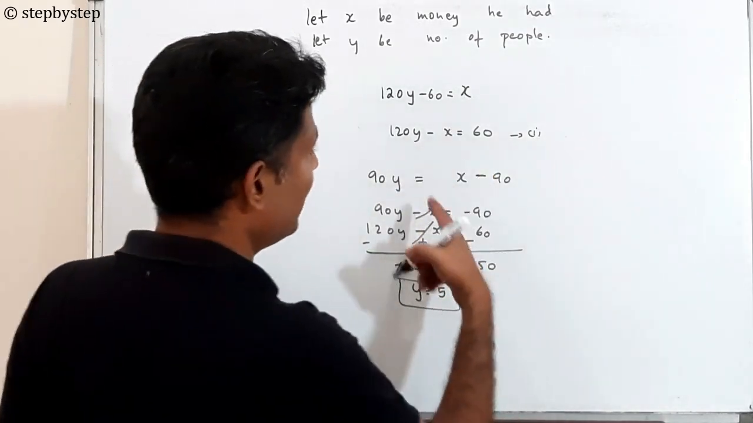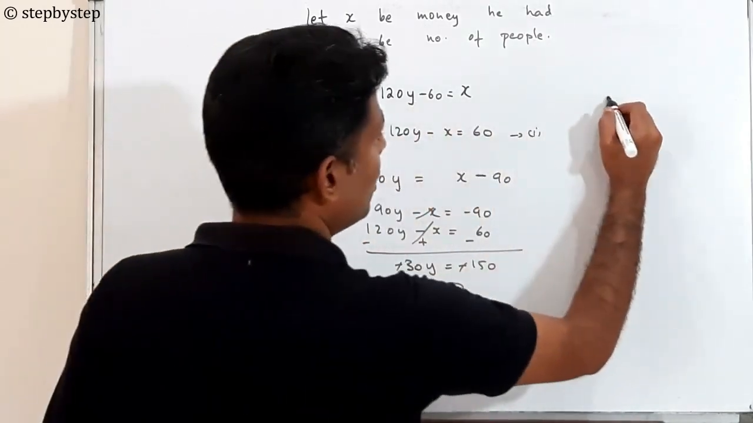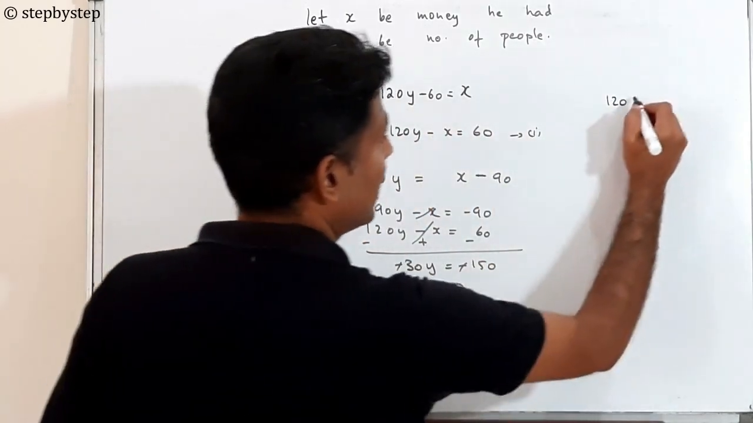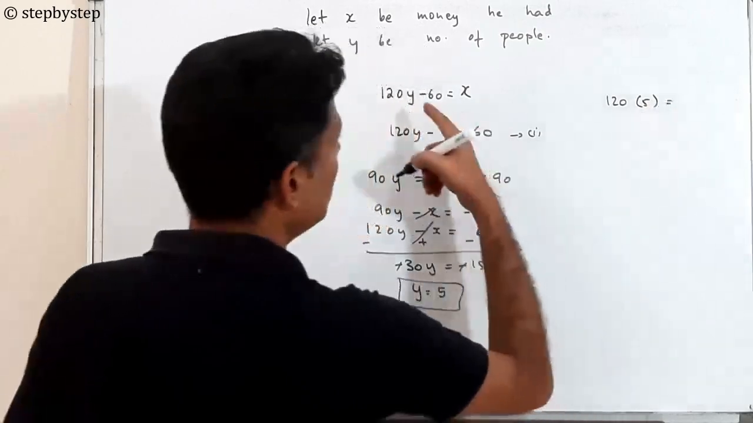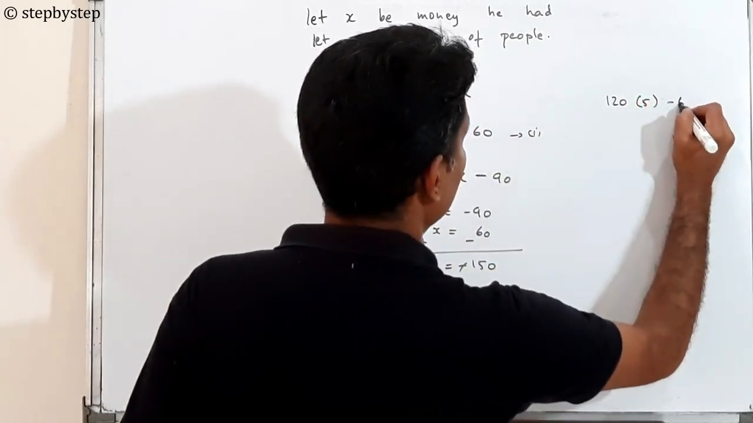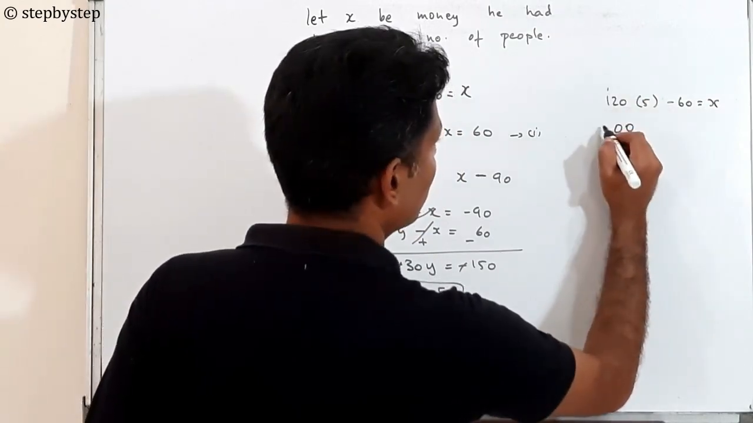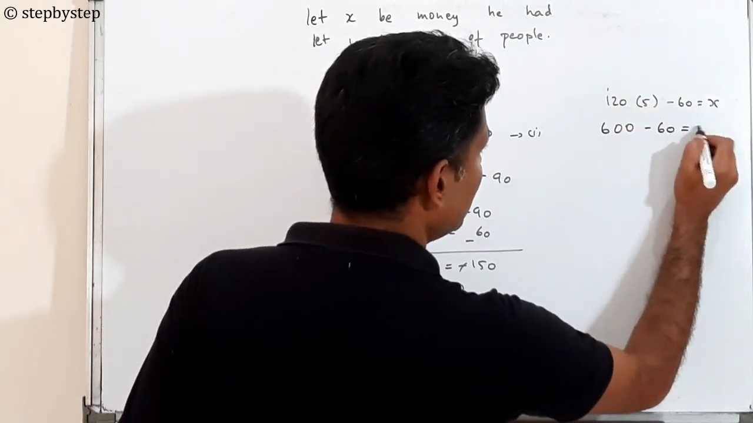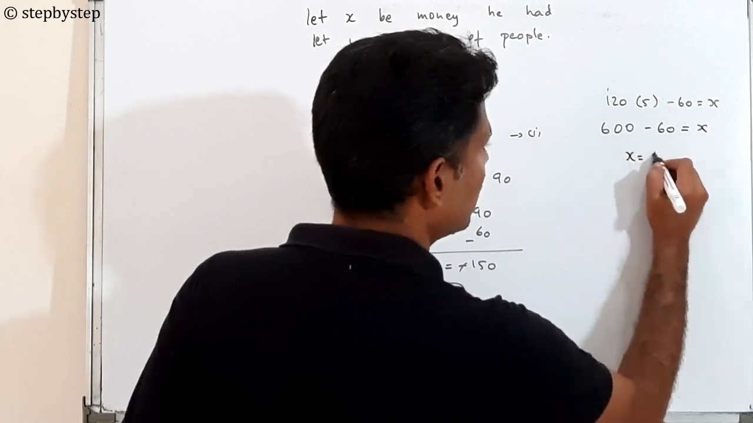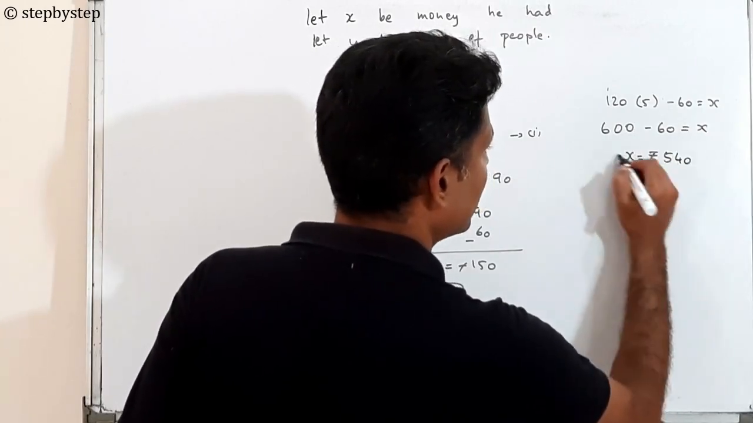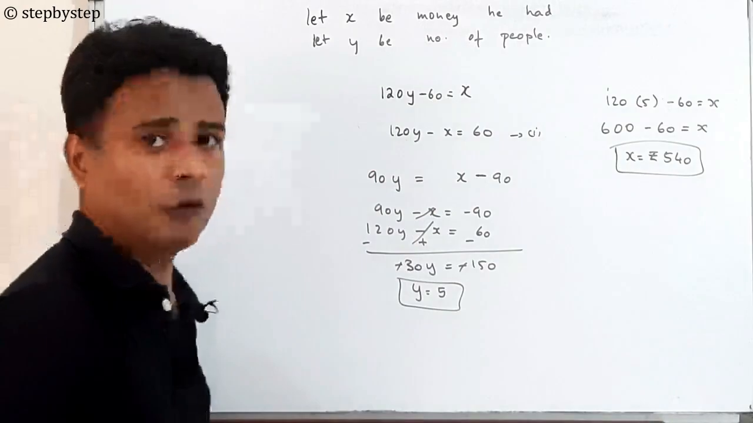Now using one of these equations, I will use the first one, 120 into y, that is 5, equal to 600 minus 60 equal to x, right? So 600 minus 60 equal to x. That means x equal to rupees 540. So he had 540 rupees.